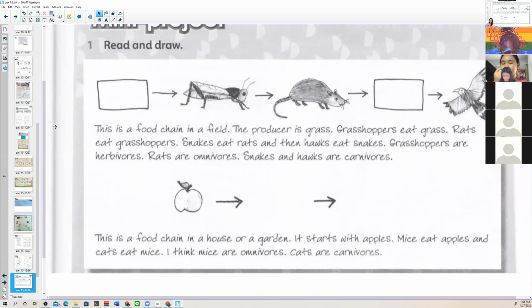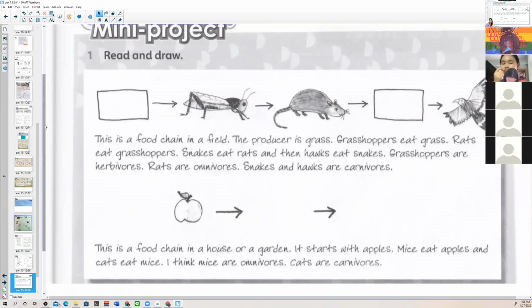So these are the food chains that I would like to put into the unit test, unit 7, which I would like to test you on probably Tuesday. Tomorrow we're going to do some reading comprehension.